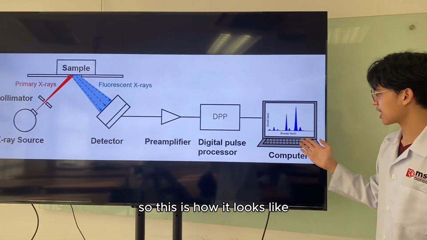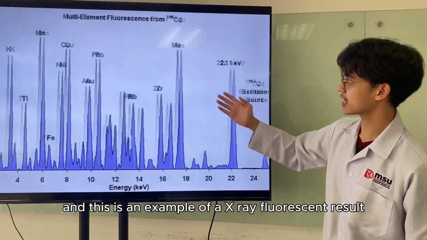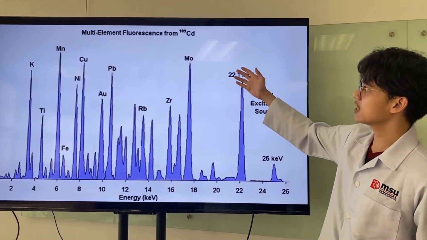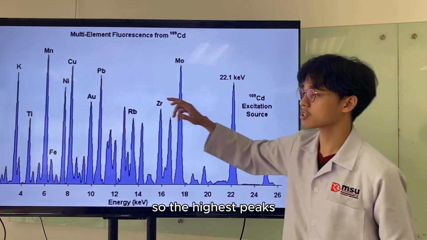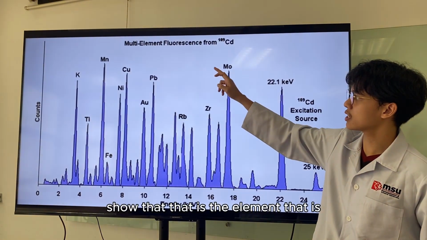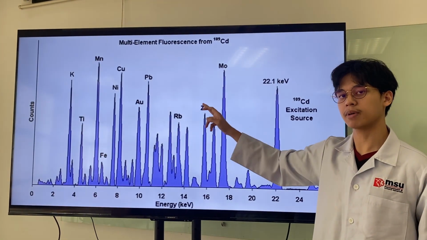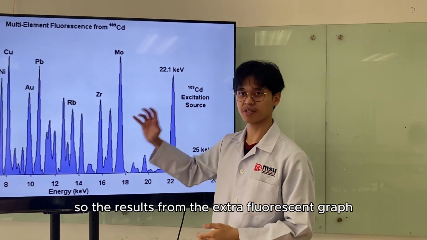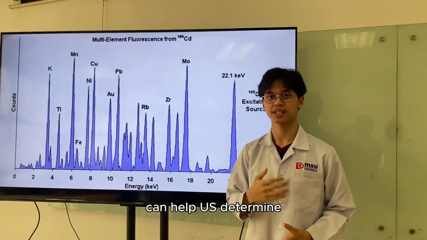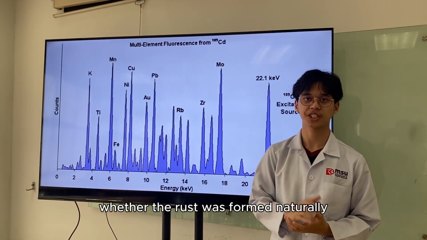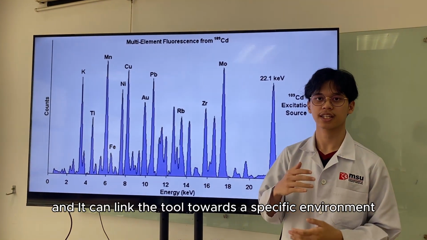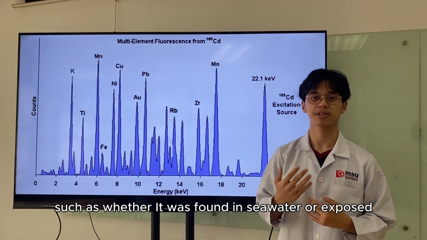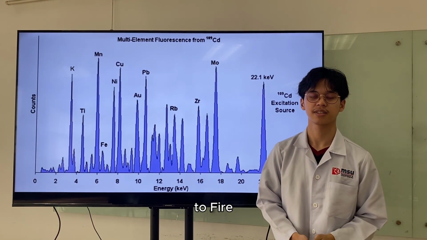So this is how it looks, and this is an example of an X-ray fluorescence result. And as you can see, there are multiple peaks. So the highest peaks show which elements are present inside the tool. So the results from the X-ray fluorescence graph can help us determine whether the rust was formed naturally, and it can link the tool to a specific environment, such as whether it was found near seawater or exposed to fire.